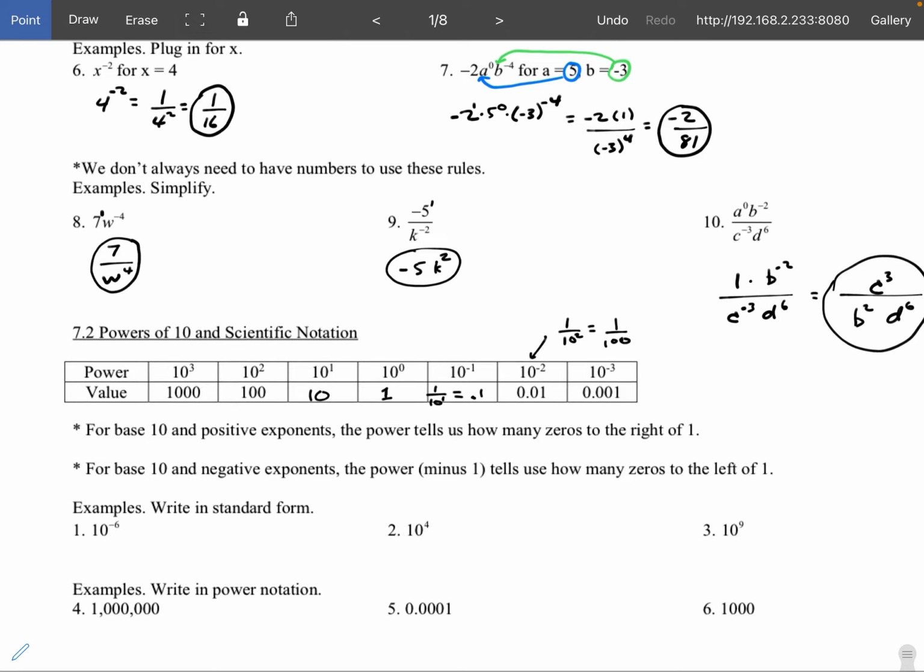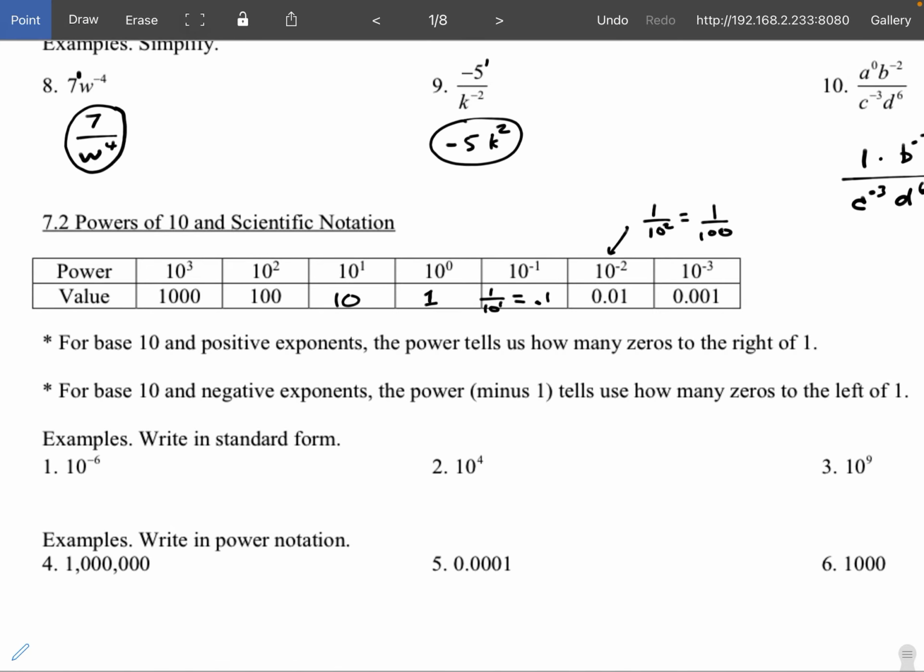All right, then it gives you a couple rules here. If you're dealing with powers of 10 and the exponent is positive, it tells you how many zeros will be to the right of 1. That's what I'm reading right here. And then if the power on the 10 is negative, you have a negative exponent, you'll take 1 away from the power, and it tells you how many zeros will be to the left of 1, or how many zeros will be in front of 1.